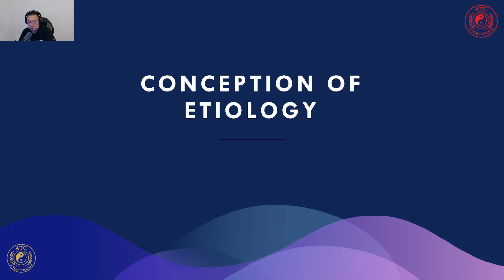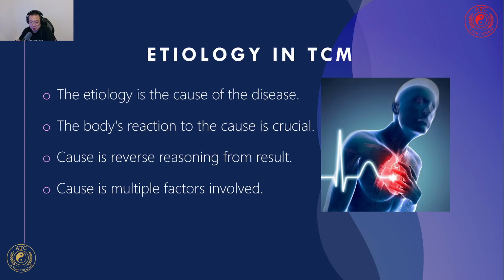First, we have a look at the conception of etiology. Like modern medicine, etiology in Chinese medicine means the course of the disease. It's the same. But traditional Chinese medicine emphasizes the body's reaction to the course. That is a crucial part of Chinese medicine etiology. And the course is reverse reasoning from result.